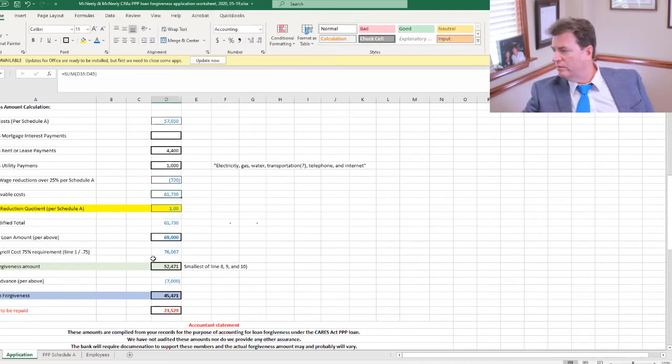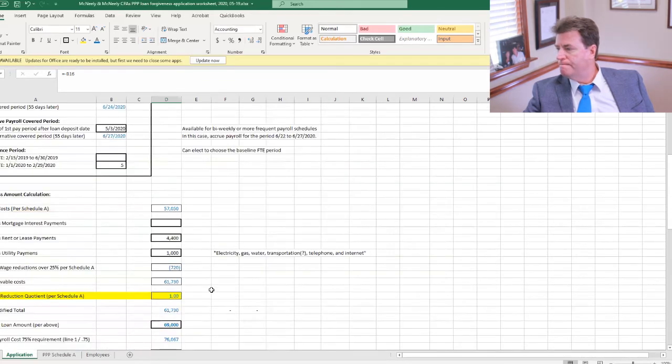Now we're at 61,000, and I'll just manually change it to 61,730. So now we're getting 54,000 forgiven. We have to pay 14,000 under this scenario, and half of that is the grant we got.